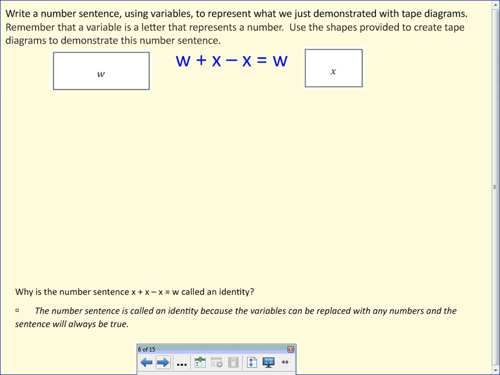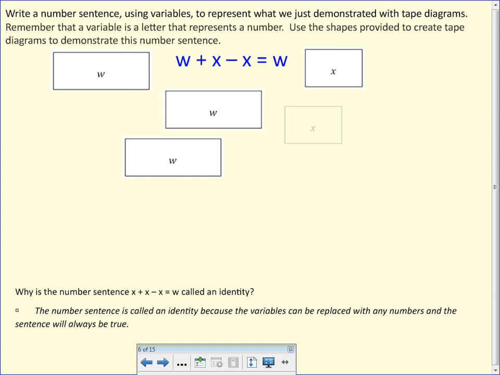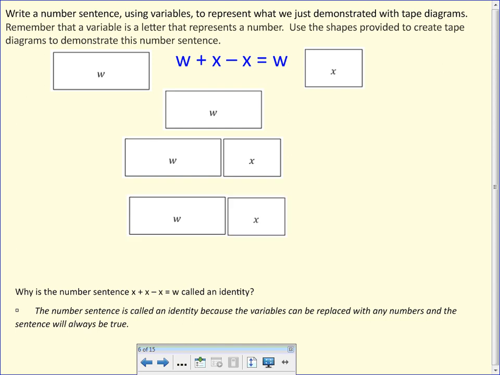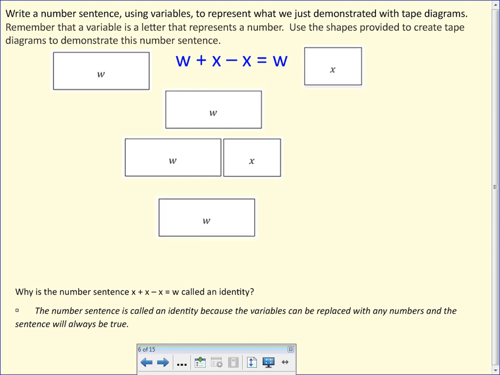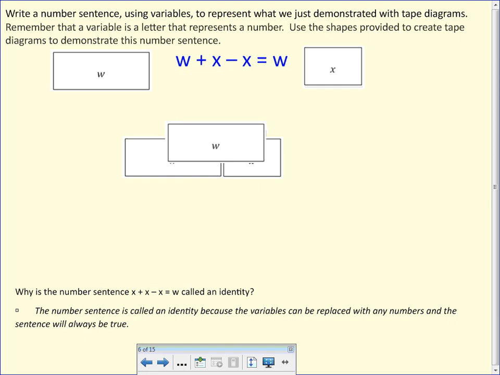So we have this number sentence: W plus X minus X equals W. So let's see if we can prove that. So I have a W. Now what do I do to my W? I have my W, and they want me to add an X. So now I have a W with an X, but what do they want me to do? Take the X away. So what am I left with? W. Is that the same thing that I had when I started?